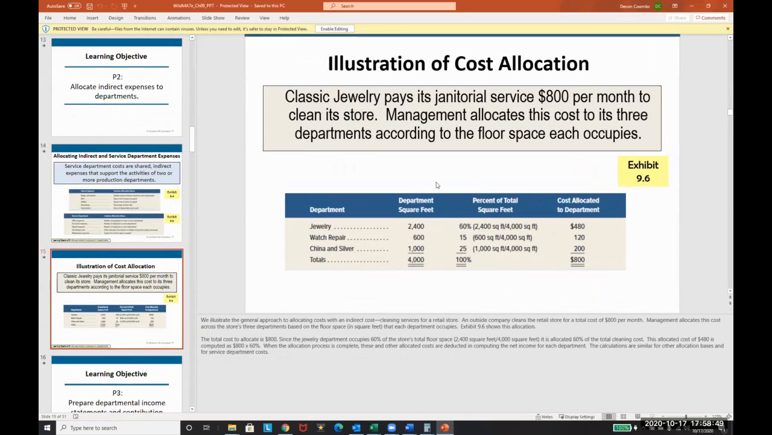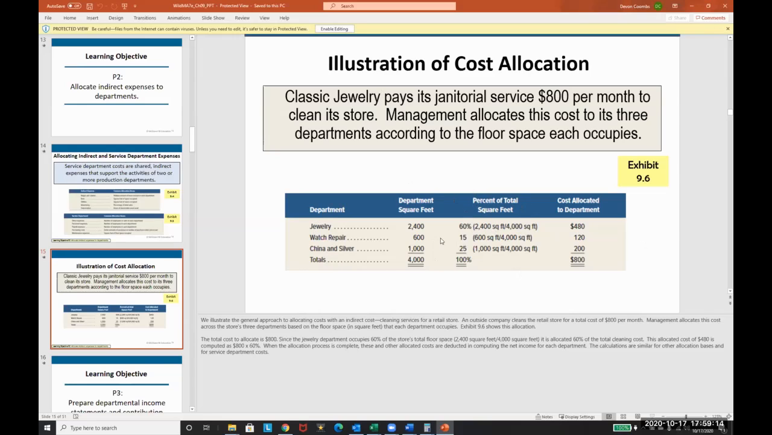So here's an illustration. Let's go through this example. Classic Jewelry pays its janitorial services $800 a month to clean its stores. Management allocates the cost to 3 departments according to the floor space each occupies. We have 3 departments in the store: jewelry, watch repair, and china and silver. We want to see which one is more profitable and which one costs more, so we allocate the costs based on the percentage of square feet.